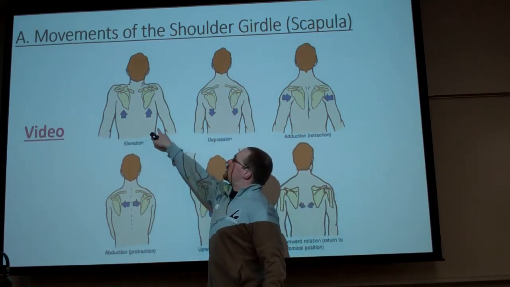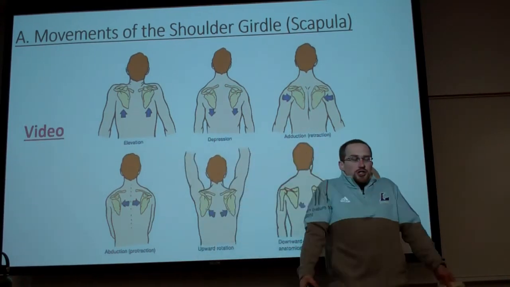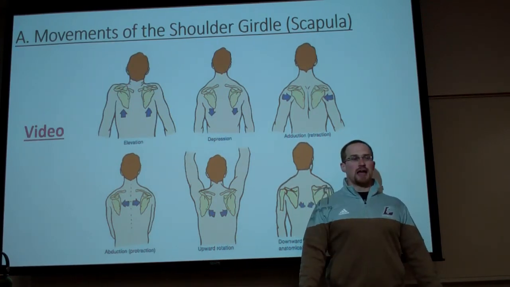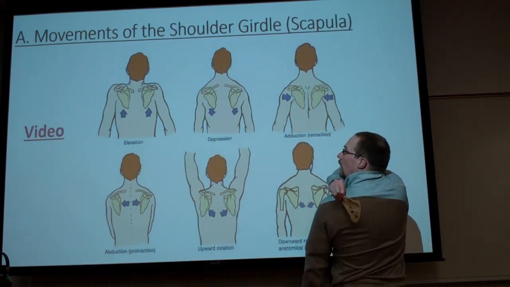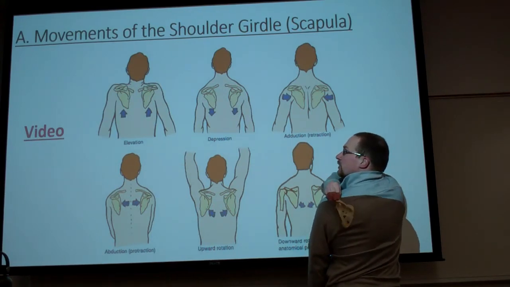Okay? Elevation and depression. Okay? Those are opposites. Elevation is shrugging your shoulders up. Depression is returning from a shrug down. So if I've got my scapula here, okay, elevation, scapula comes up, depression goes down.